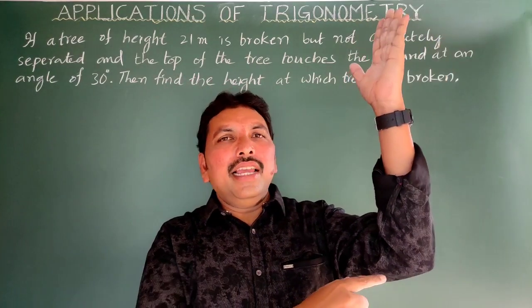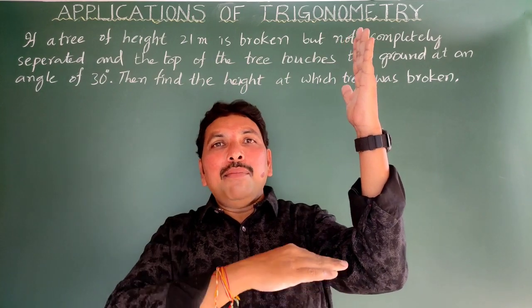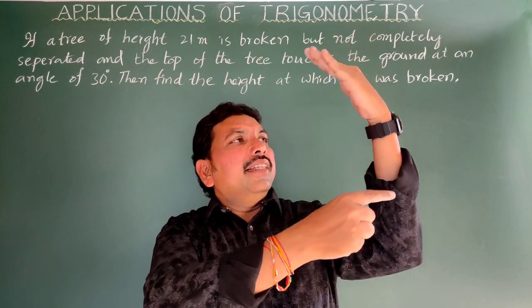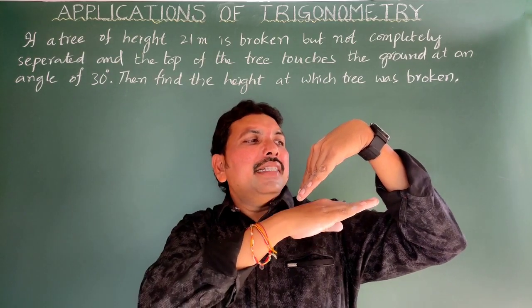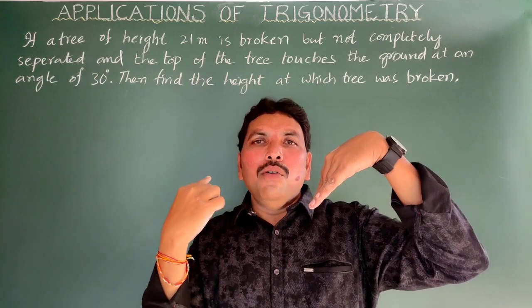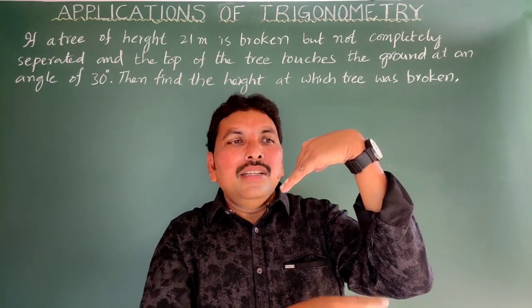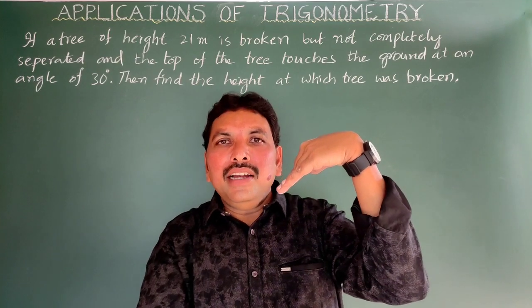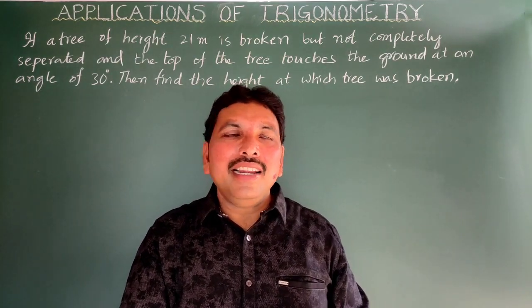Suppose it is a tree. It was broken but not completely separated. So, it was like this. It is not completely separated and it is making an angle of 30 degrees on the ground. Then at which point was it broken? So, what is the height of the tree after it is broken? We should find that.